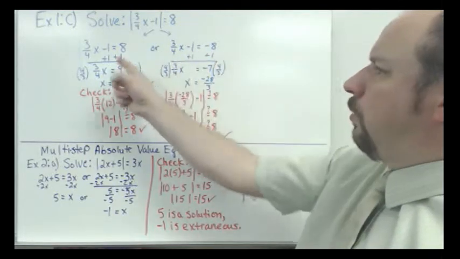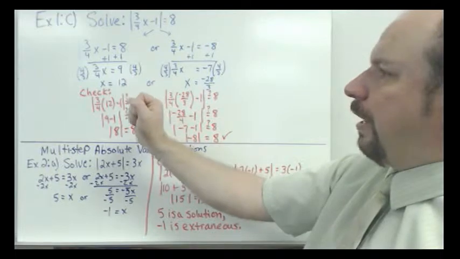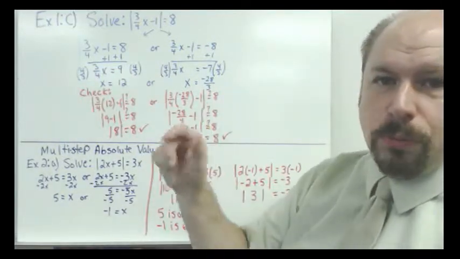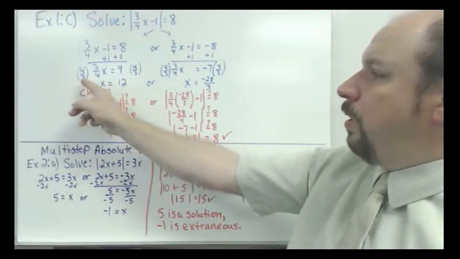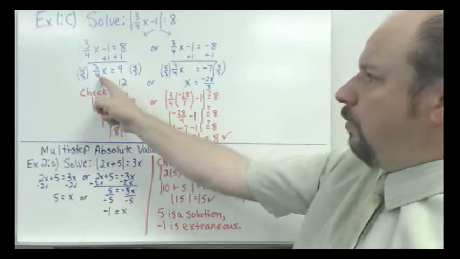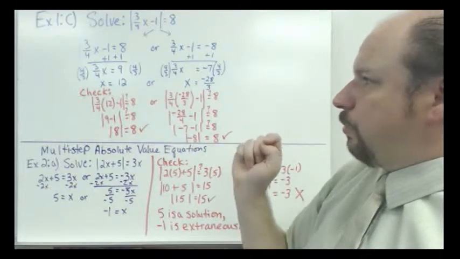So add 1 to both sides. Here you get 3/4 x equals 9. And remember, when we have a fraction in front of x, we just want to multiply by the reciprocal. So flip over 3/4, we get 4/3. So multiply both sides by 4/3. And we get 9 times 4/3 is 12. So we get x equals 12.